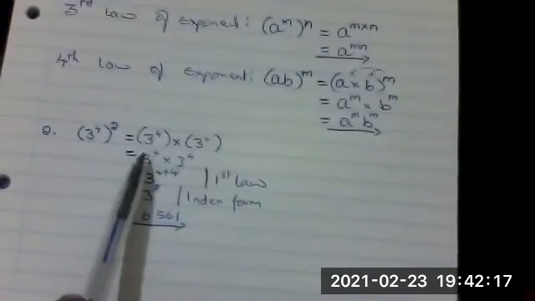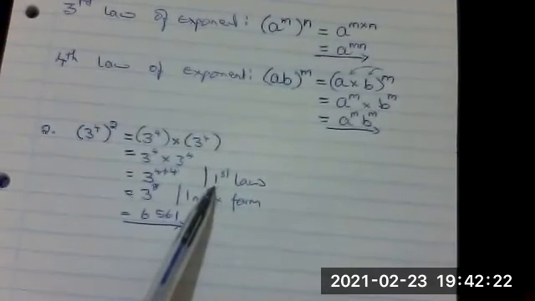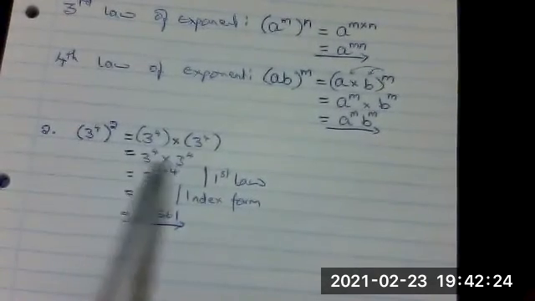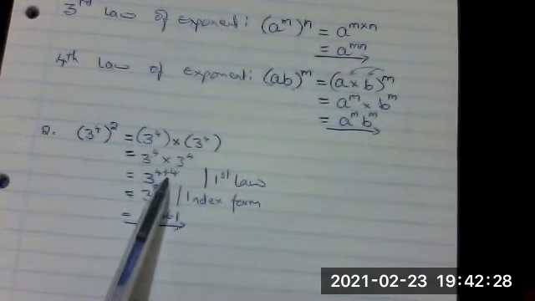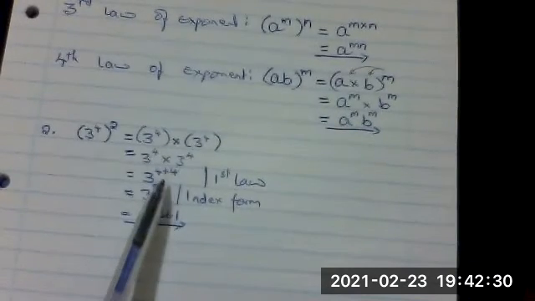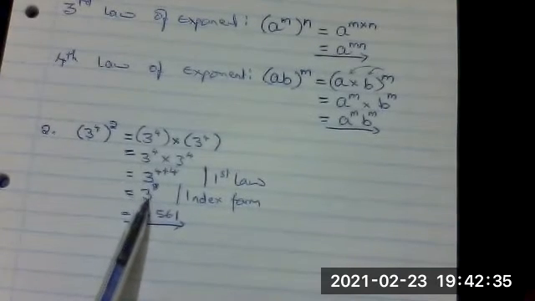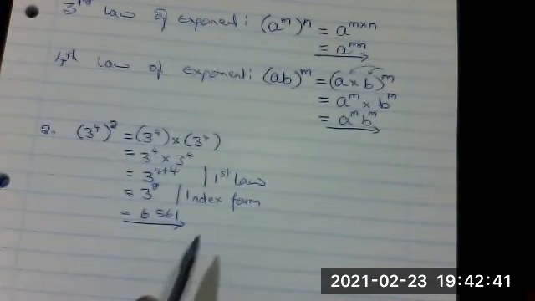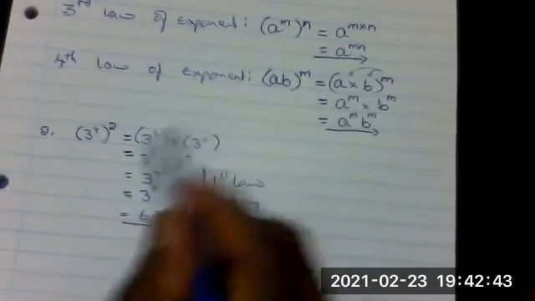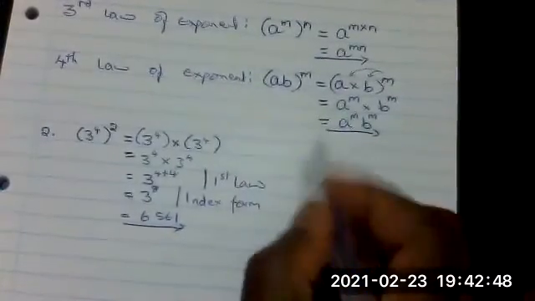So what I did here is to make use of first law. Whenever we multiply common bases, we add exponents. That's what we did here by using first law. Then from there, we simplified to index form. We have 3 to exponent 8, and this gives us 6,561, right? Now, adjacent to this calculation, I'm going to make use of third law.